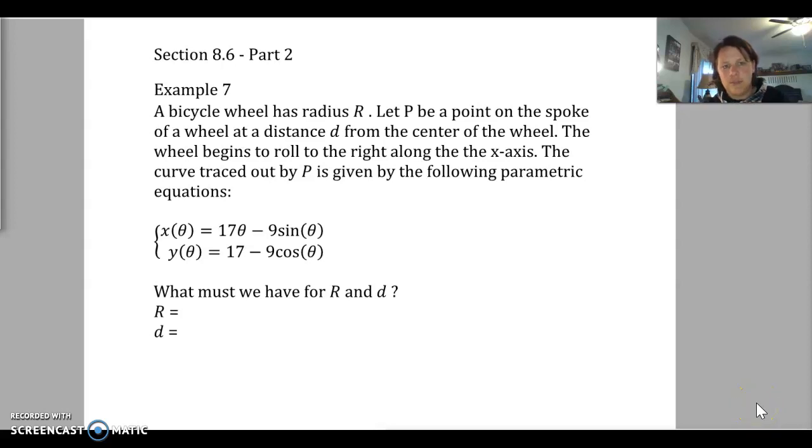All right, for example number 7, we have a bicycle wheel that has a radius of r. So let's draw us out a little bit of a picture here. So we've got our bicycle tire, and it has a radius of r. We'll put its radius in red.